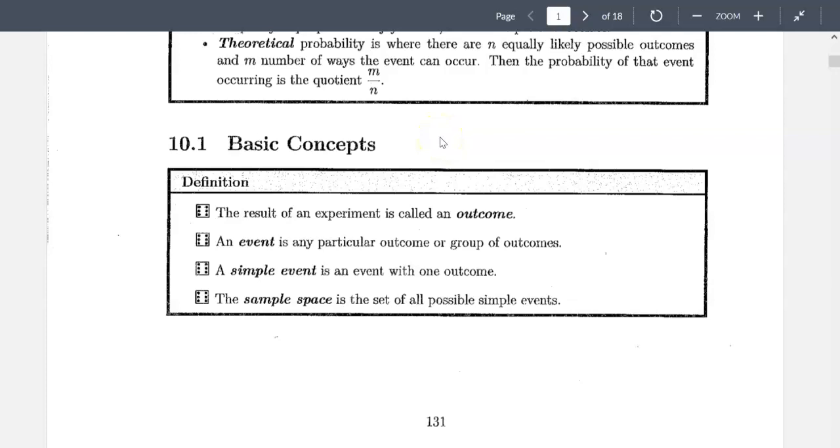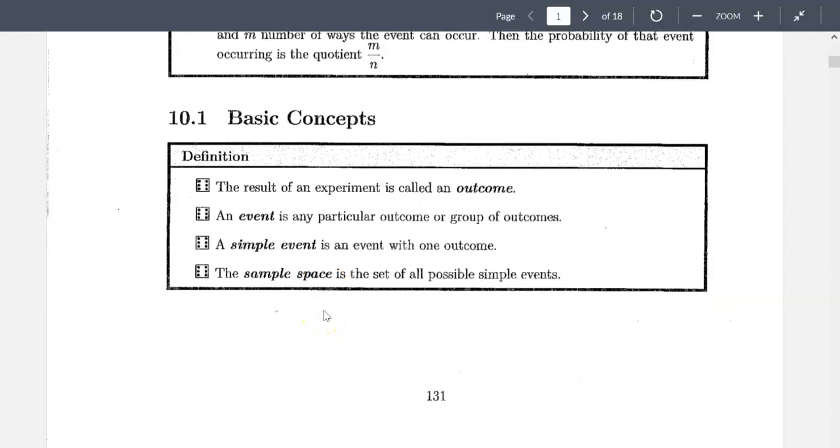The result of an experiment is called the outcome. For example, the outcome of rolling a die will be 1, 2, 3, 4, 5, or 6. The outcome of tossing a coin will be heads or tails. An event is any particular outcome or group of outcomes. A simple event is an event with only one outcome, and the sample space is all the possible outcomes.